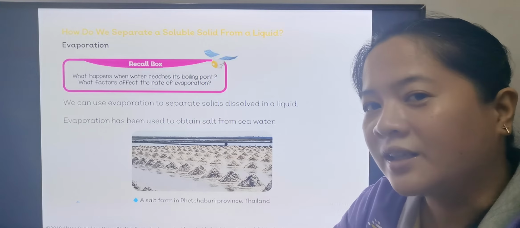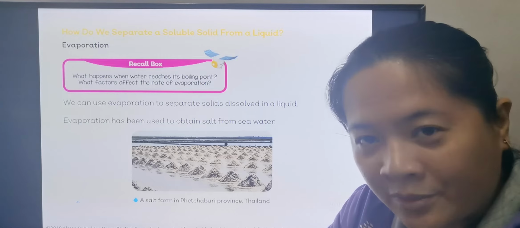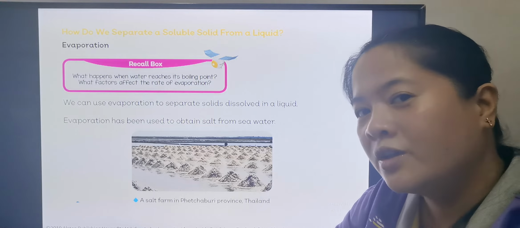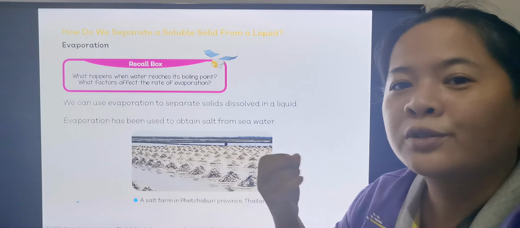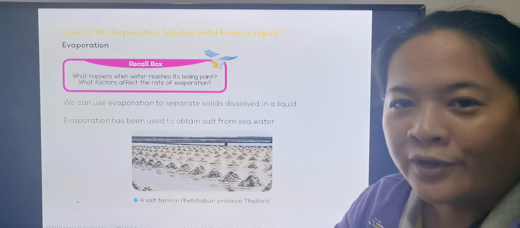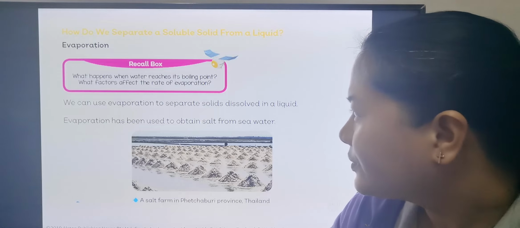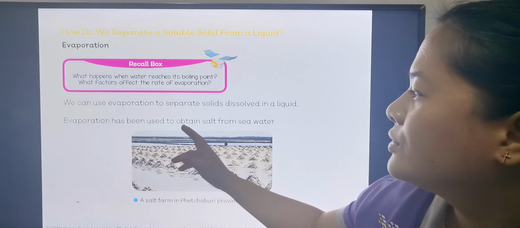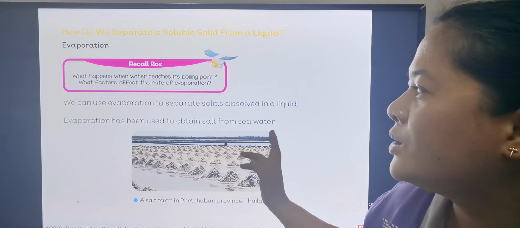You cannot see the salt anymore. And also sugar. If you mix sugar in the water, the sugar will dissolve, so you cannot see the sugar anymore in the solution. Evaporation has been used to obtain salt from seawater.